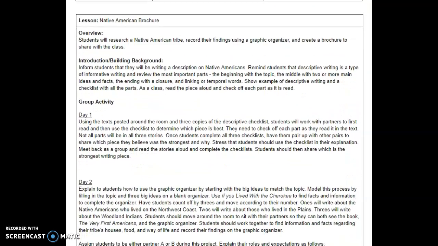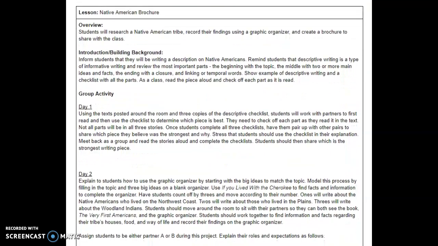So again, the lesson title is Native American Brochure. Our overview is that students will research a Native American tribe, record their findings using a graphic organizer, and create a brochure to share with the class. To begin, we're going to provide a little bit of background and an introduction.